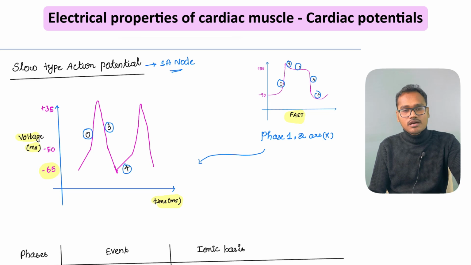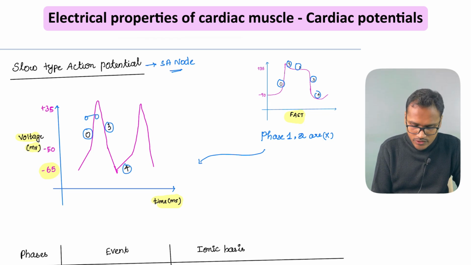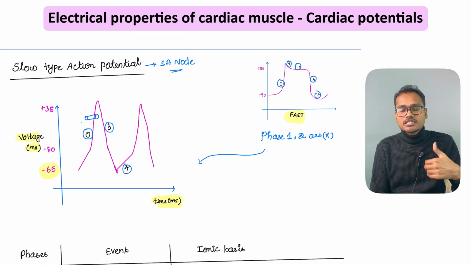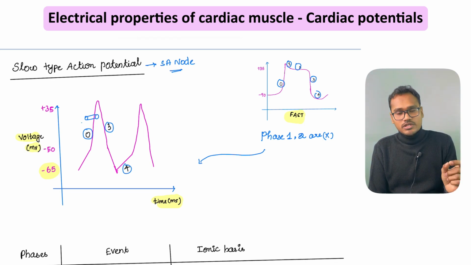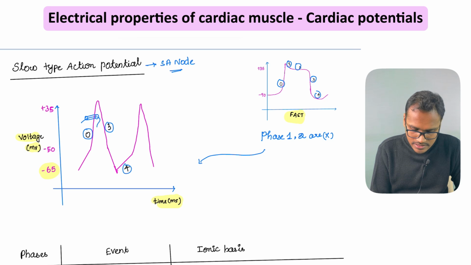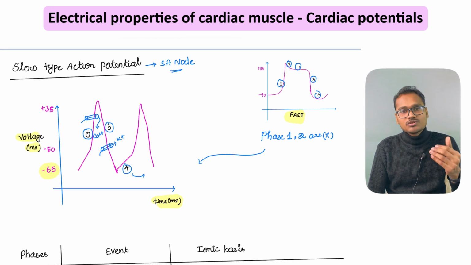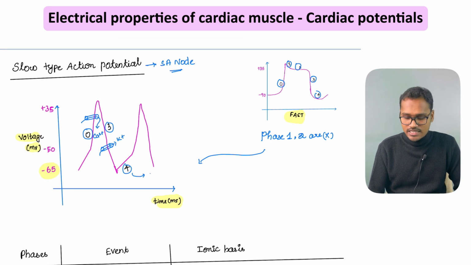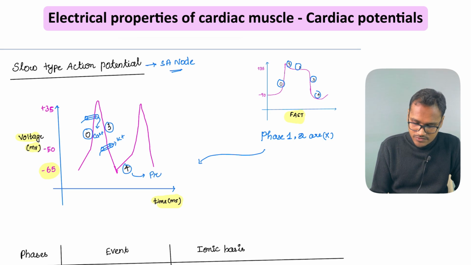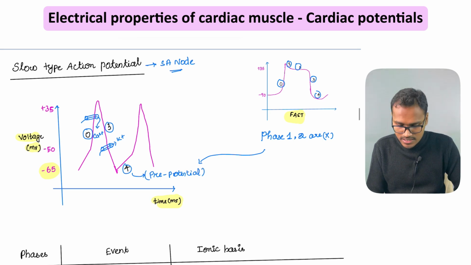Phase 0 is an upstroke. As we all know, I need an entry of positive charges. In the fast type action potential, it was caused by the sodium channels, but here the calcium is going to enter. That is one major difference. And next thing is, for the repolarization, again the potassium is going to exit. This phase 4 not only has sodium potassium ATPase, but it has multiple other channels. That is why this phase 4 is called the pre-potential. This is very specific for an SA node, pre-potential. So let's understand what this pre-potential is also.